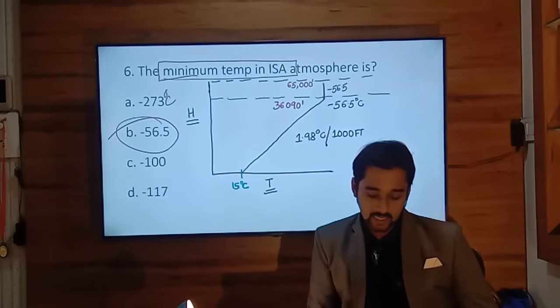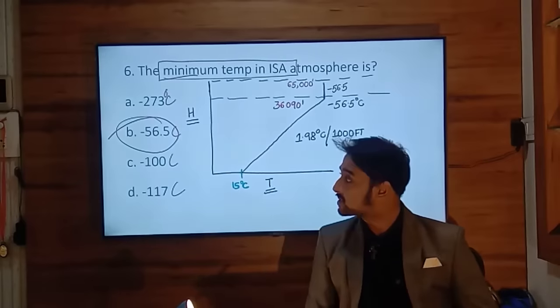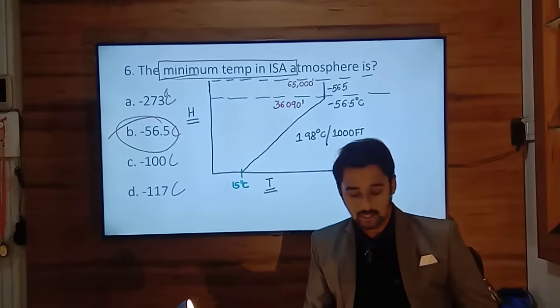All these values are in Celsius. The SI unit is Celsius. So minus 56.5 Celsius.